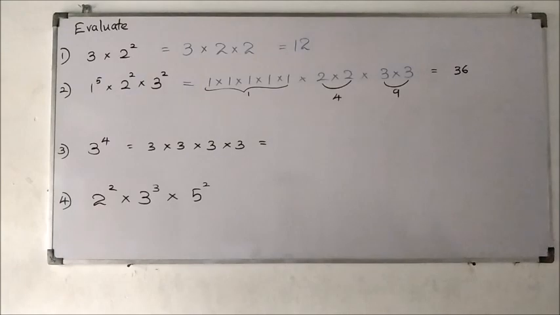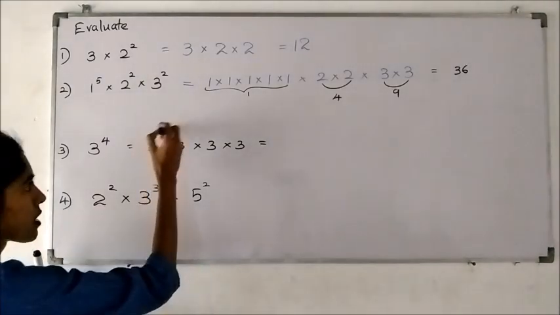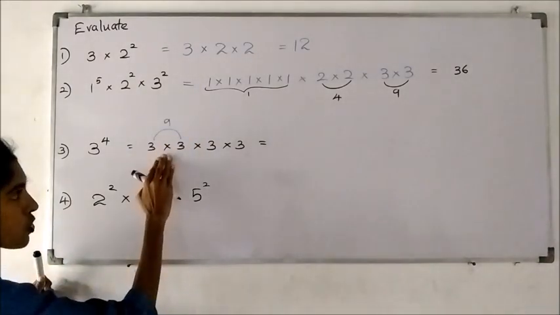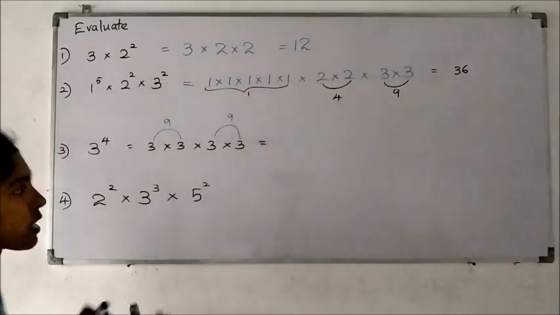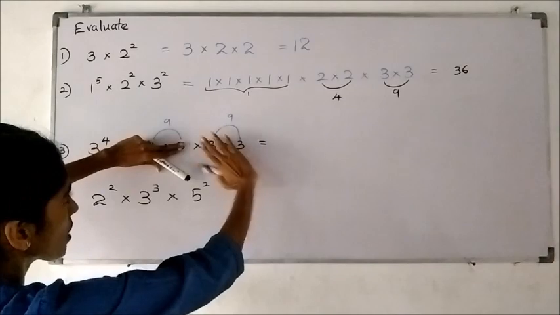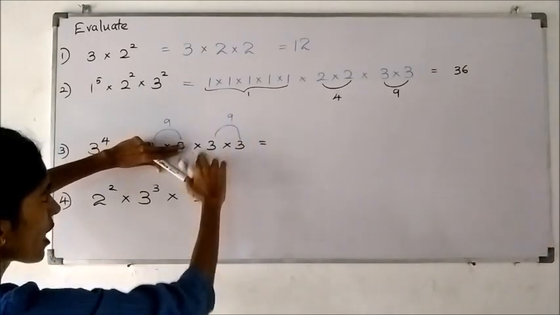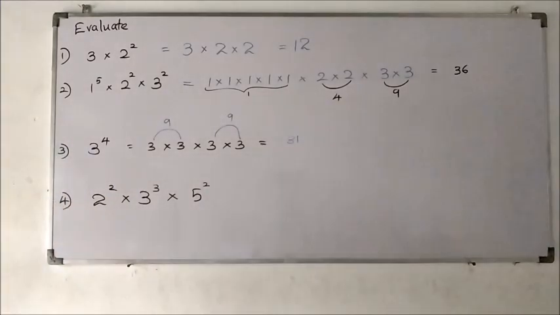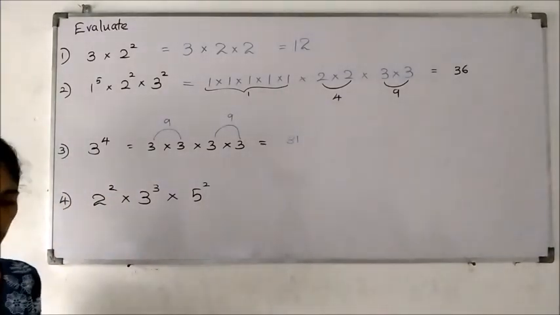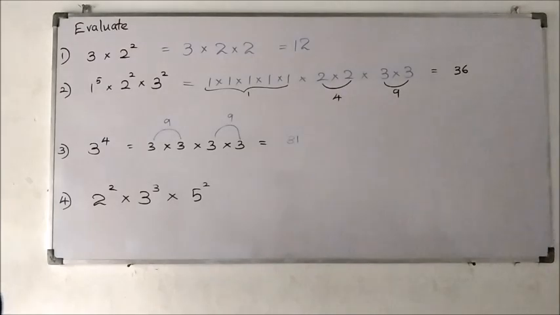Or else another method. 3 times 3, 9. These 2 I finished. Thereafter these 2, again 9. Then we have finished these 2, but remaining these. 9 times 9, 81. So that is another method. Right, as you wish, you can multiply.